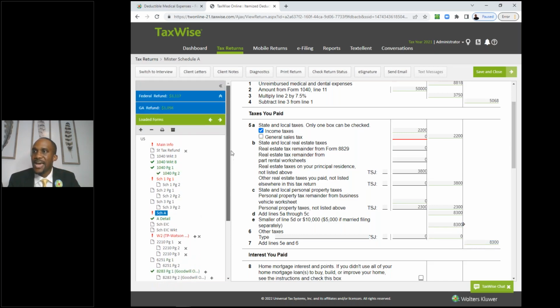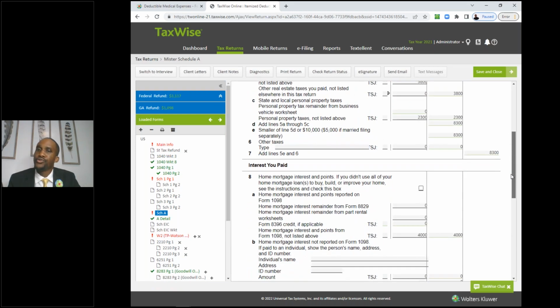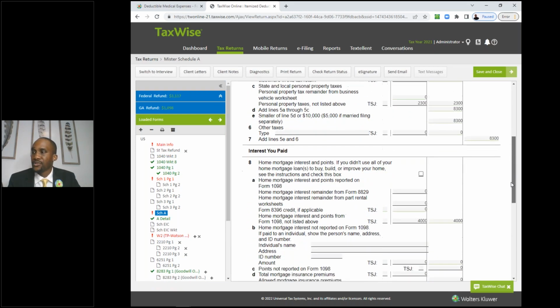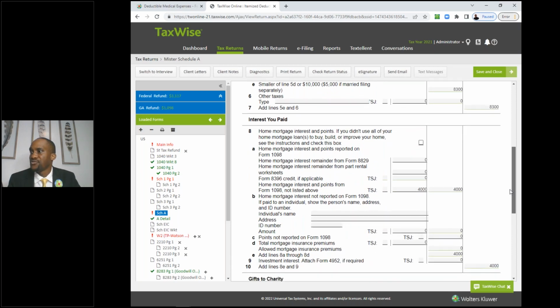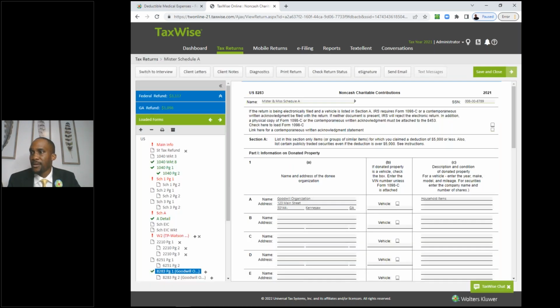For those of you that do have a state tax return, like for me, I live in the state of Georgia, right? So what happens is your itemized deductions flow over to your actual state return. So I got some mortgage interest here, $4,000. I got some gifts to charity. And one thing too, speaking of gifts to charity, you want to take some time to get a good understanding of what's going on with that 8283.